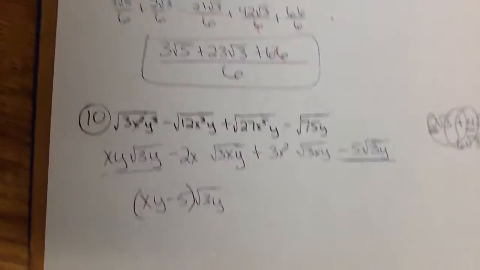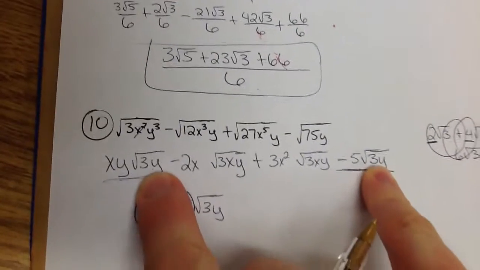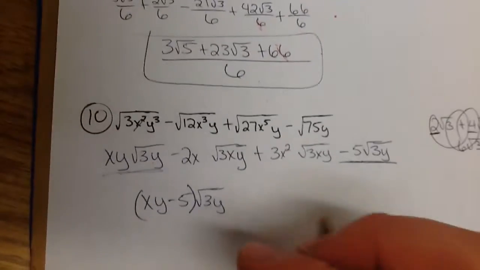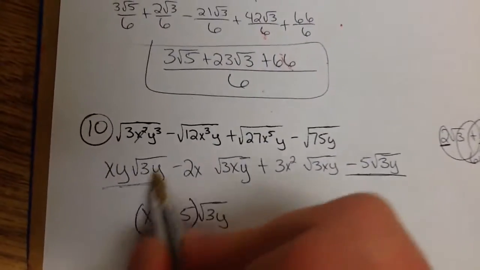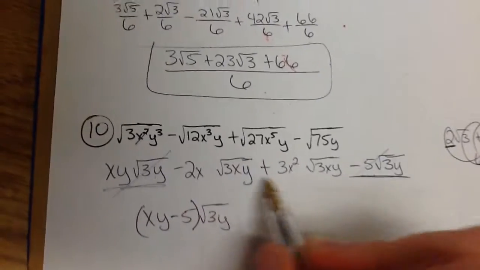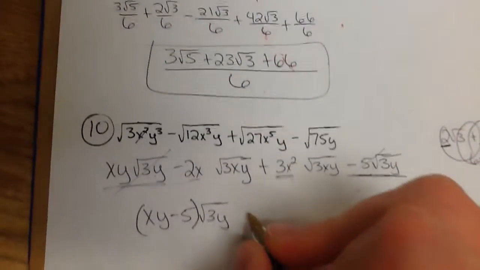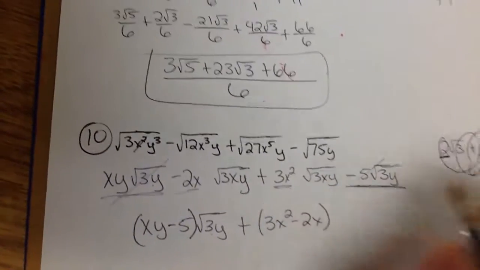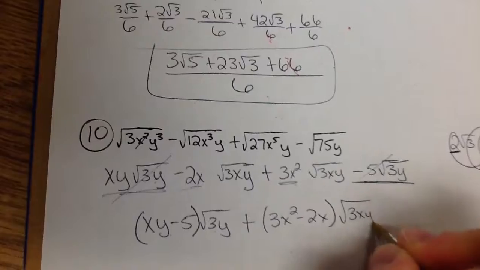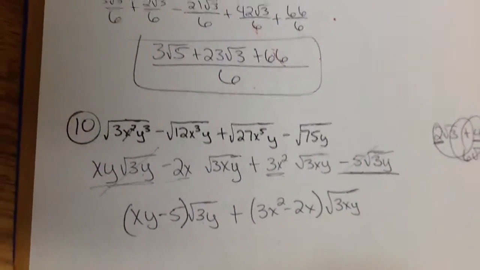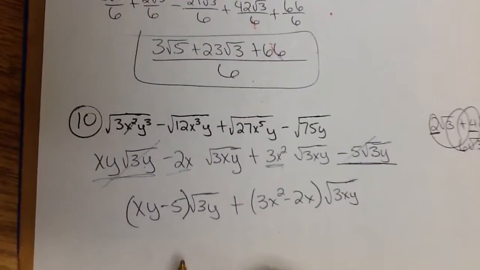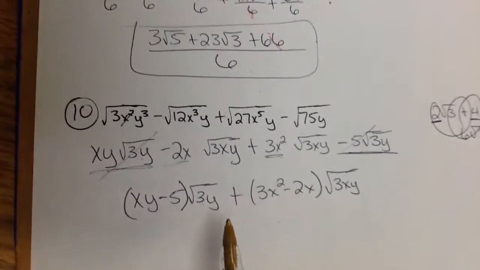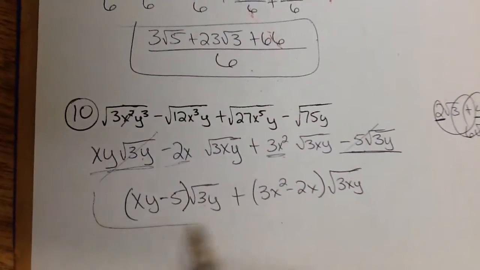Or you can think of it as factoring. They have a square root of 3y in common, and if I pull that out, that's what I'm left with, however you want to think about it. So I got those two done. So now these two, same thing. Those aren't like terms, so I'll just put plus parentheses 3x squared minus 2x times the square root of 3xy. And I'm not going to combine them any more than that. So I think we just go ahead and leave her alone.